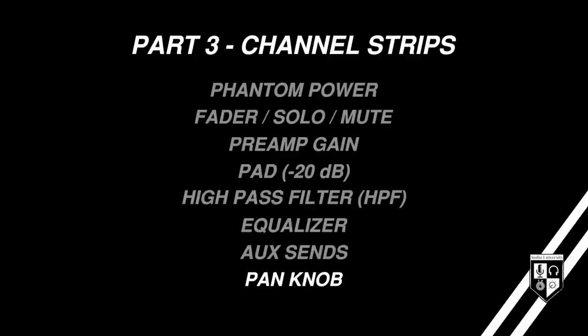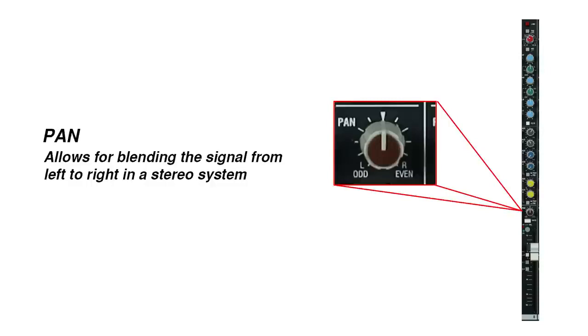If you have 2 main speakers, a left speaker and a right speaker, the pan knob lets you create a stereo image between those 2 speakers. I made a whole video on how stereo imaging works that you can watch by clicking this link.